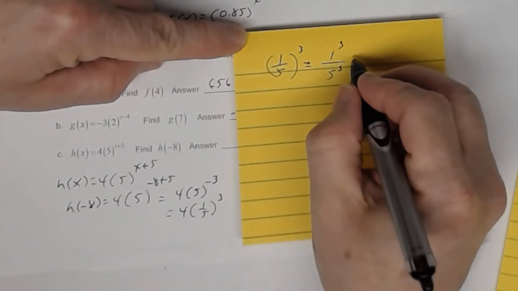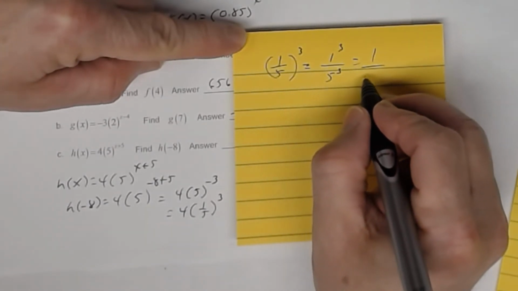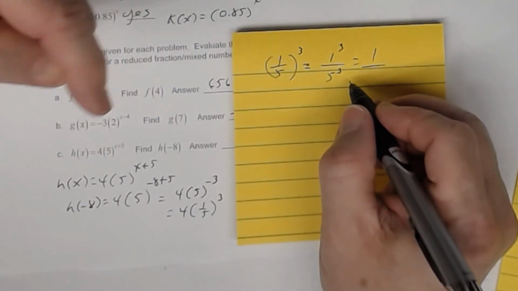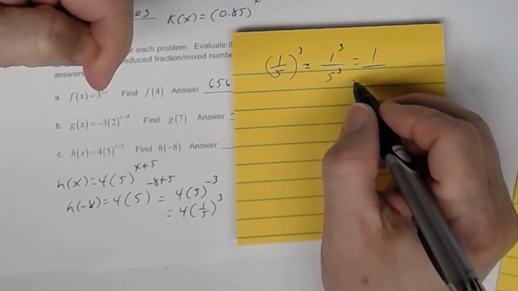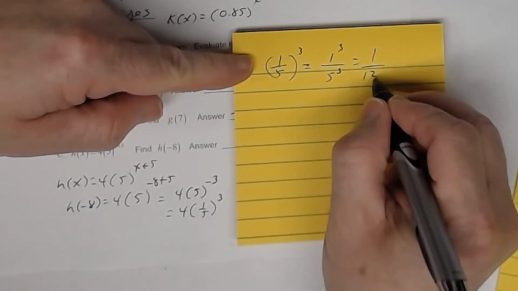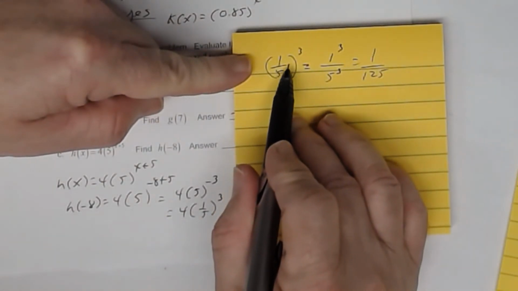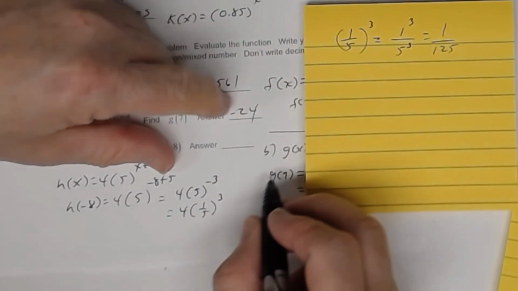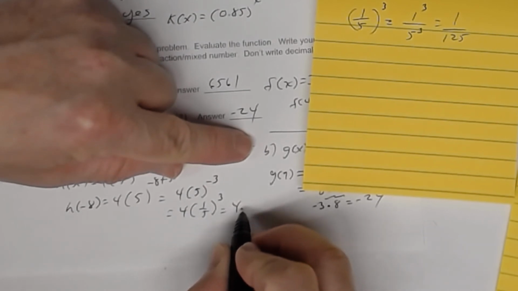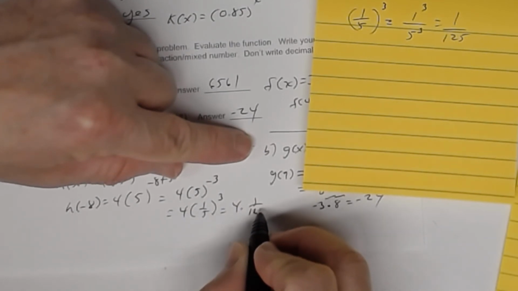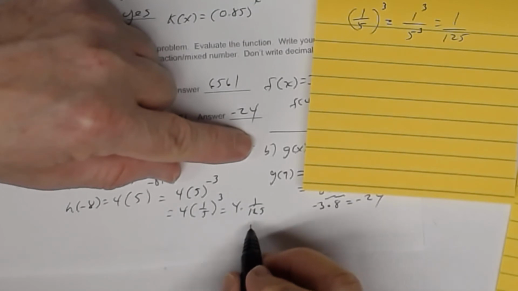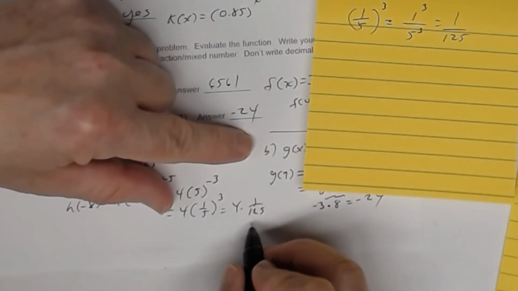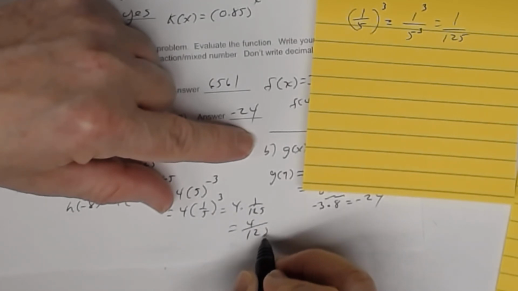And 1 raised to any power is 1, and then 5 to the 3rd, if you don't know it, use your calculator, but 5 to the 3rd means 5 times 5 times 5, right? So 5 times 5 is 25, and 25 times 5 is 125. So 1/5 to the 3rd power is 1 divided by 125. So this becomes 4 times 1 divided by 125. Now you got to write this as a fraction. So 4 times 1 divided by 125 is 4 divided by 125.